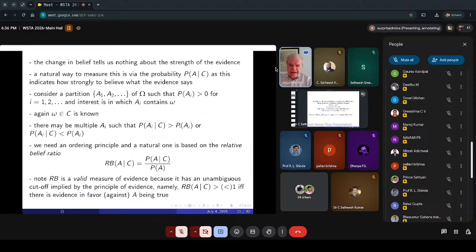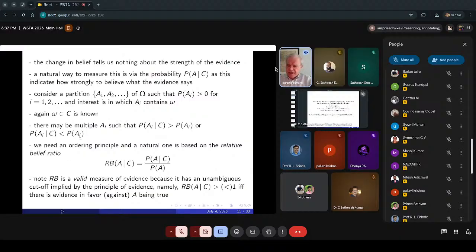Now that's a very simple context. We're just considering A versus A complement. But suppose we have a partition. So I divide omega up into subsets that are mutually disjoint and whose union is equal to the whole. I should have said capital theta. Oh no, omega, I'm in the probability domain here. And each one of those sets has positive probability. Again, I'm told that C is known. So I can tell for each one of the elements of the partition whether I have evidence in favor of it being true or evidence against it being true.